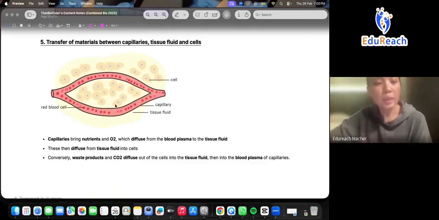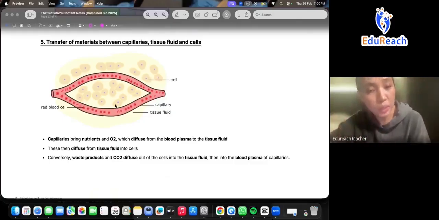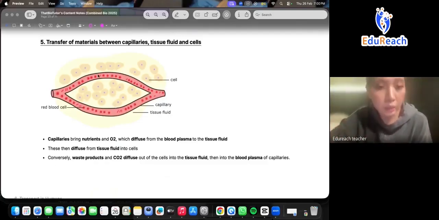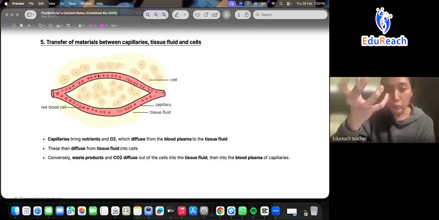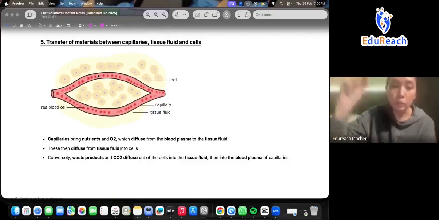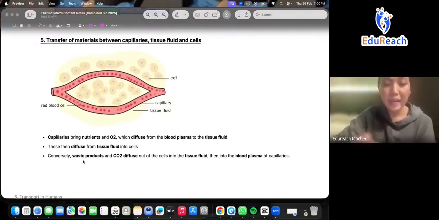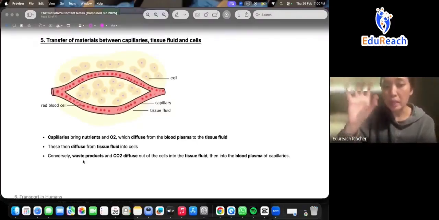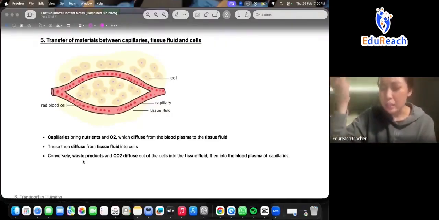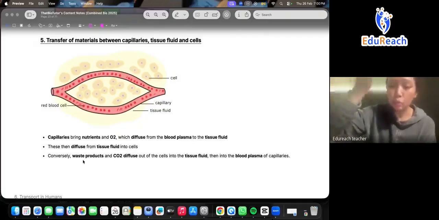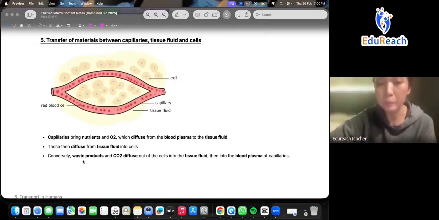So capillaries have to bring digested nutrients and oxygen to the cells, right? When it is in the capillary, they will diffuse from the blood plasma into the tissue fluid. Then when it's inside the tissue fluid, the substances will diffuse into the cells. This is about nutrients and oxygen. Then any waste products and carbon dioxide in the cells would diffuse into the tissue fluid first, and then from tissue fluid into the capillaries, into the blood plasma.